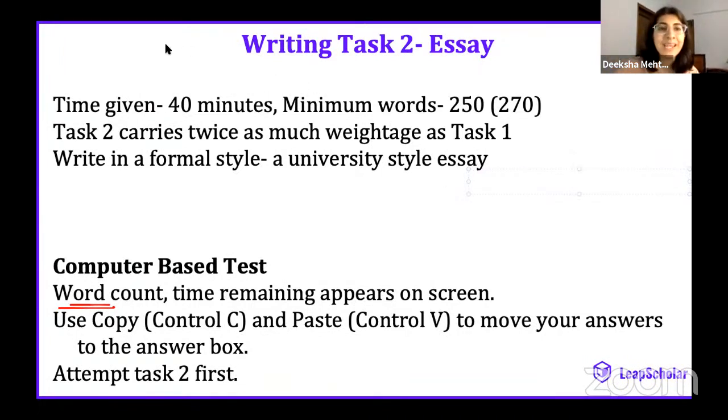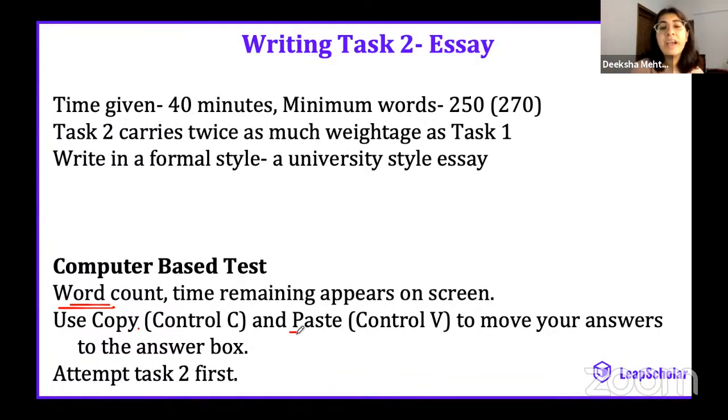Now your screen is divided into 2 parts, left and right. On the left side, you have your question and a rough area to type as well. So in the computer-based test, you get a rough sheet. Also, you get a rough area on the screen to type. So you can type in that rough area and you can use the copy paste option to copy your answers to the answer sheet.